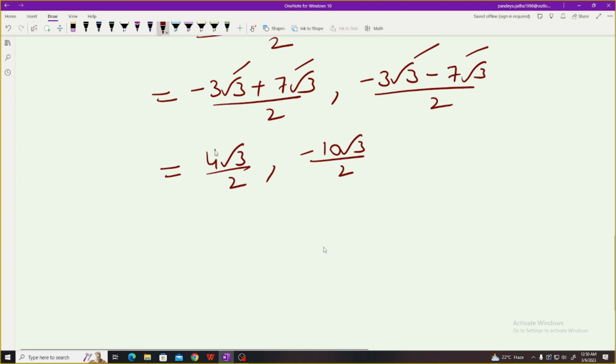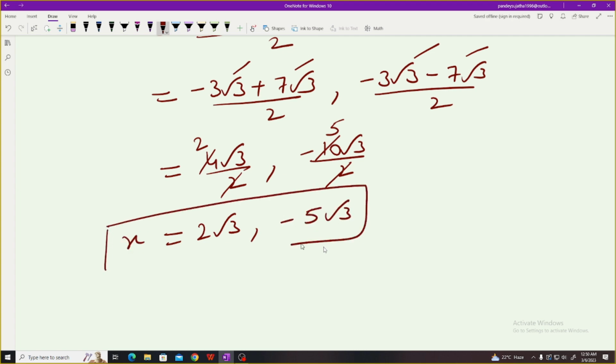So cancel this 4 with this 2, we get 2 here. Cancel this 10 with this 2, we get minus 5 here. So the zeros are 2 root 3 and minus 5 root 3. So this is the value of x. Hope this question is clear to all. Let's move to the next question.